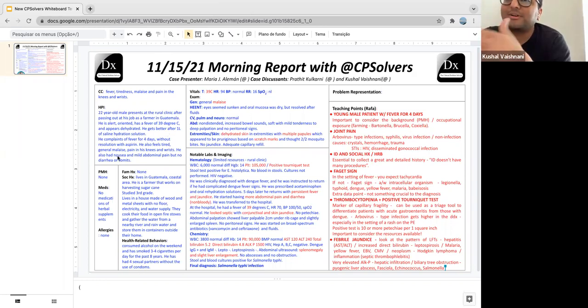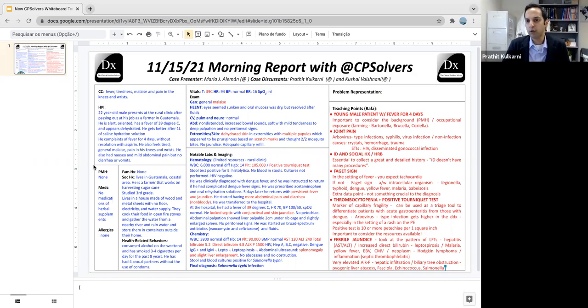Does anyone have any questions about the case so far? You can write in the chat and we can discuss those after Rafa does the teaching points. I only had one question. So with a case like this, where you have salmonella bacteremia, would you do a surveillance scan for endovascular infection, or would you just follow up the patient once the treatment is over and do the scan if the patient is symptomatic? Yeah, great question, Kushal.